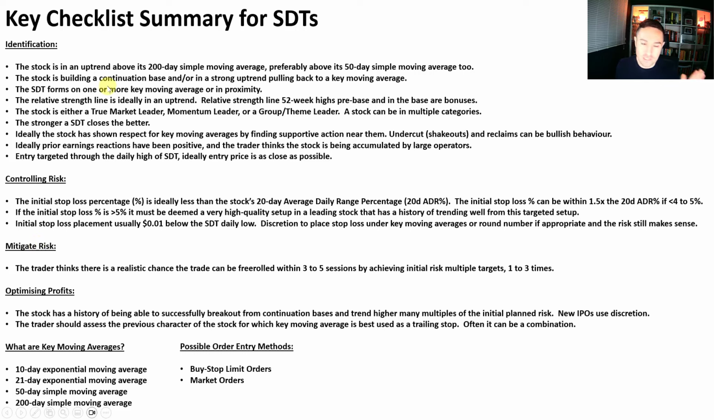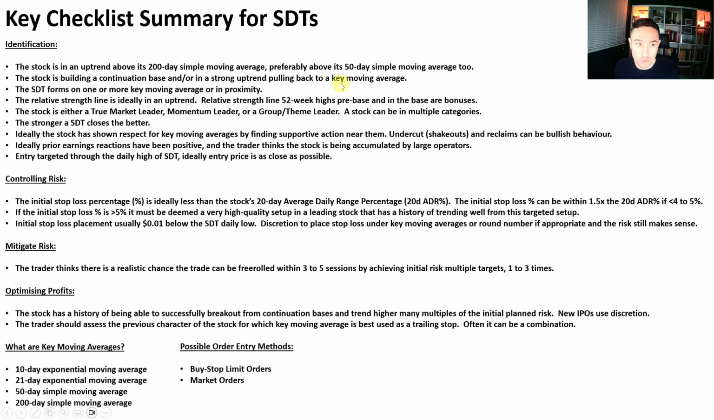With shakeout demand tails, this is the high level overview. You're looking for a stock that is in an uptrend above its 200-day SMA and preferably above its 50 SMA too. The stock is building a continuation base and/or in a strong uptrend pulling back to a key moving average.